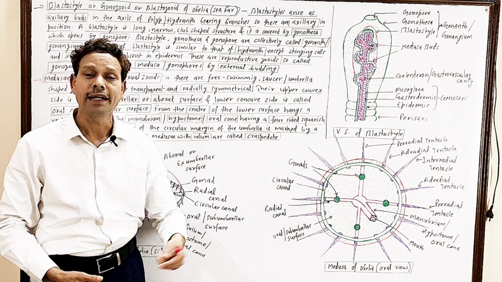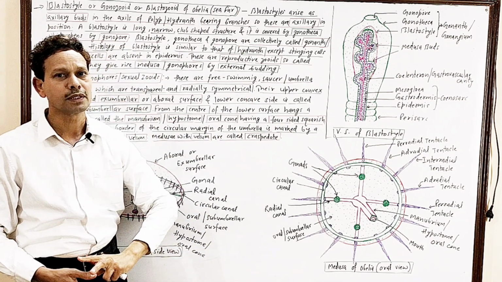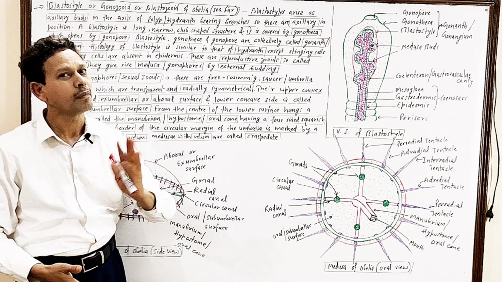In our first lecture, we have discussed the first zooid of Obelia colony, that is polyp, that is hydranth. And in this lecture, we will cover 2 more types, Blastostyle and Medusae.